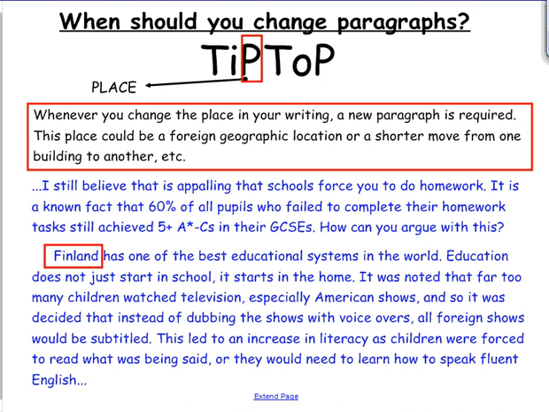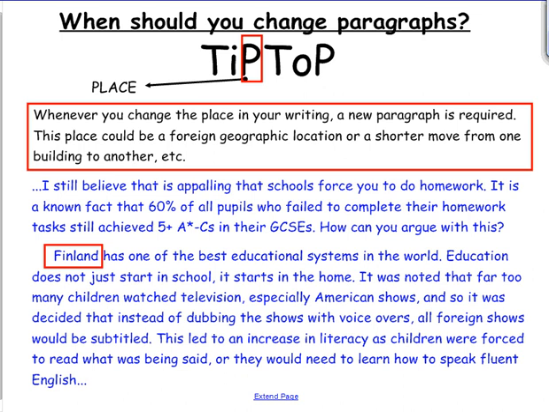I still believe that it is appalling that schools force you to do homework. It is a known fact that 60% of all pupils who fail to complete their homework tasks still achieve 5 or more A-star to C's in their GCSEs. How can you argue with this? Finland has one of the best educational systems in the world. Education does not just start in school, it starts in the home. It was noted that far too many children watch television, especially American shows, and so it was decided that instead of dubbing the shows with voiceovers, all foreign shows would be subtitled. This led to an increase in literacy, as students were forced to read what was being said, or they would need to learn how to speak fluent English.